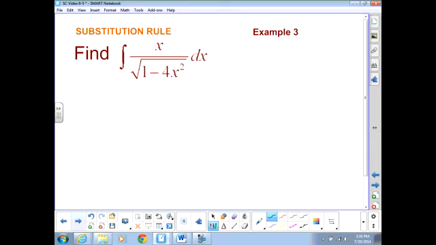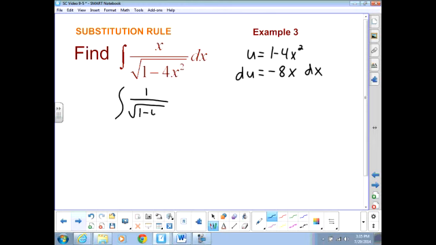So in this one, again, we're used to having a plain old square root of x. Well, we have square root of 1 minus 4x squared, so we're going to let u equal 1 minus 4x squared. Take the derivative of both sides, we'll get du equals negative 8x dx. Now, it might be helpful to think of this as the integral of 1 over square root of 1 minus 4x squared times x dx. That makes it a little easier to see that we're trying to get an x dx. Well, we have negative 8x dx, meaning we need to multiply both sides by negative 1/8.